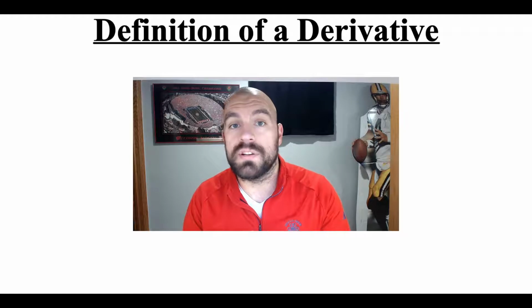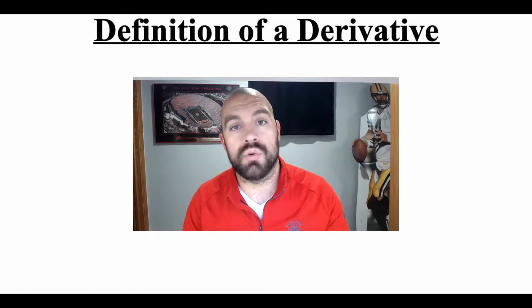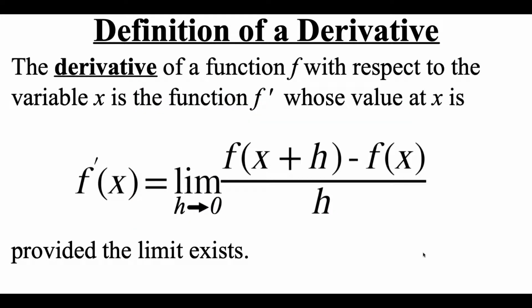In this video, we're going to take a look at the definition of a derivative. So as far as what the derivative actually is, the derivative of a function f with respect to the variable x is the function f prime, that f with a little apostrophe on it, we read f prime, whose value at x is the limit as h approaches 0 of f of x plus h minus f of x all over h, as long as this limit exists.